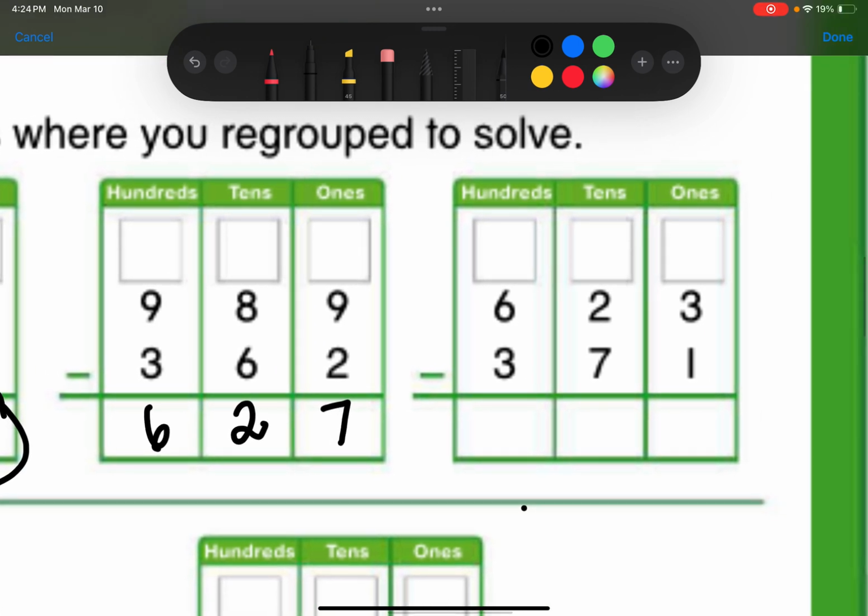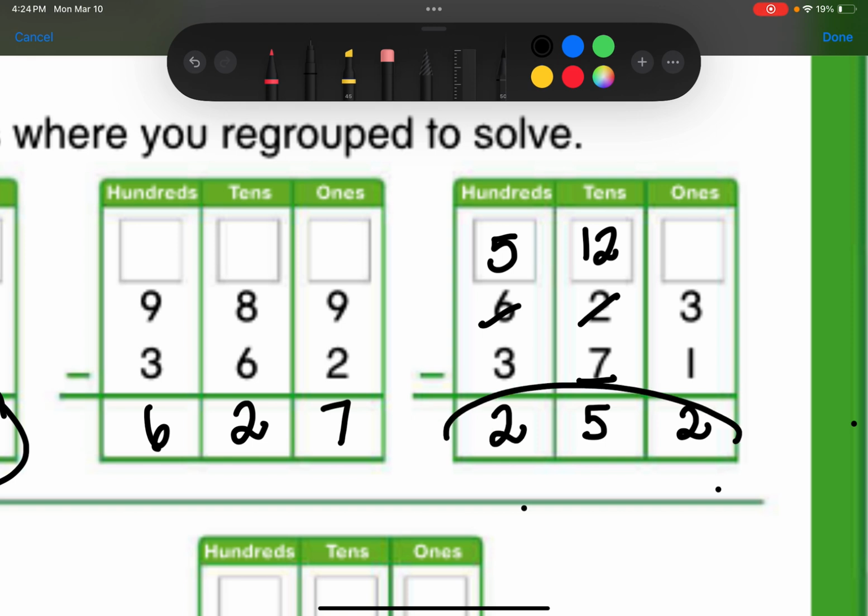Go to the next one. We have 623 minus 371. We're going to do 3 minus 1. There is more on the top, so no need to stop. 3 minus 1 equals 2. Now, this next one, 7 is bigger than 2, so more on the floor. Go next door and get some more. And we are going to do 12 minus 7, which equals 5. And then we are going to do 5 minus 3, which equals 2. So the difference here is 252.